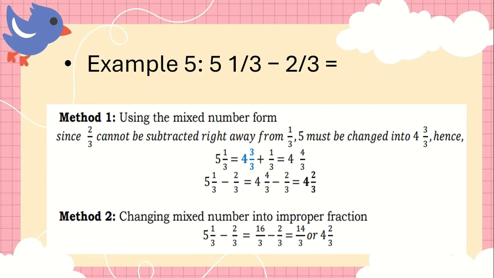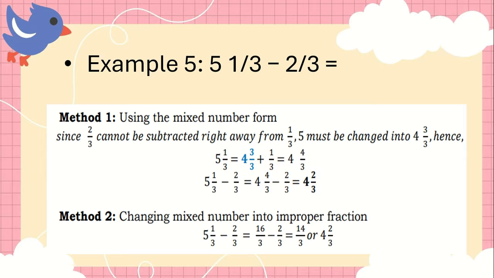Example 5, 5 1/3 minus 2/3 is equal to blank. For method 1, let's use the mixed number form. Since 2/3 cannot be subtracted right away from 1/3, 5 must be changed into 4 3/3. Hence, 5 1/3 is equal to 4 3/3 plus 1/3 is equal to 4 4/3.